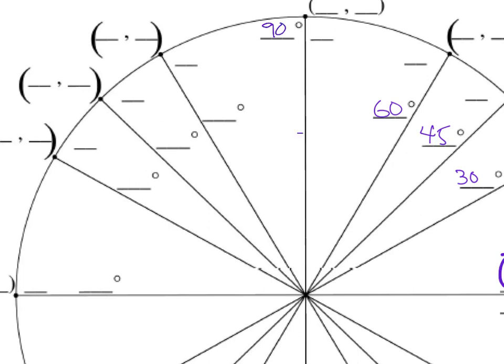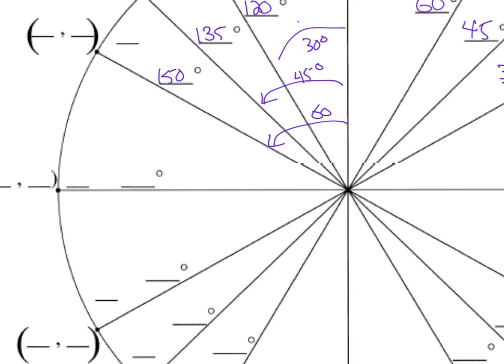Then I keep going, so I go another 30 degrees. So that's going to be 120. That's going to be 45 degrees. So that would be 135. And I go 60 degrees, and that's going to be 150. Then when I get to over here, this is going to be 180 degrees.